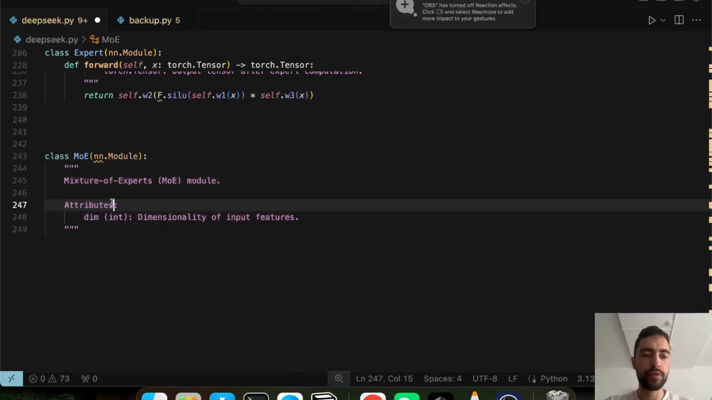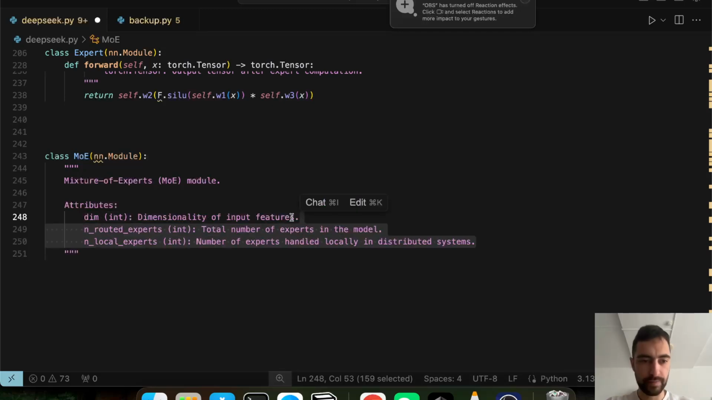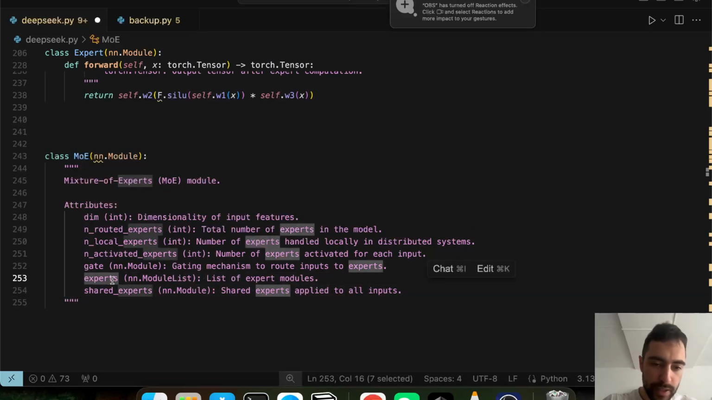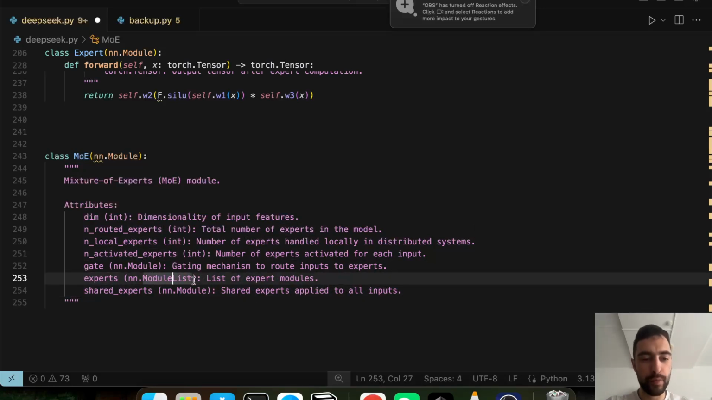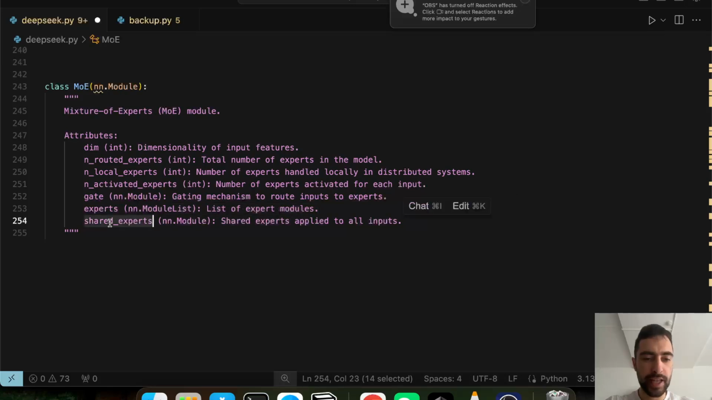Mixture of experts attributes: the dimension, which is the input vector from the self-attention, the number of routed experts, the number of local experts per GPU, the number of activated experts, and the gate, which is the function. Experts is a module list, so a list of expert modules that we defined here. And the shared experts is also a list of modules that are shared experts.